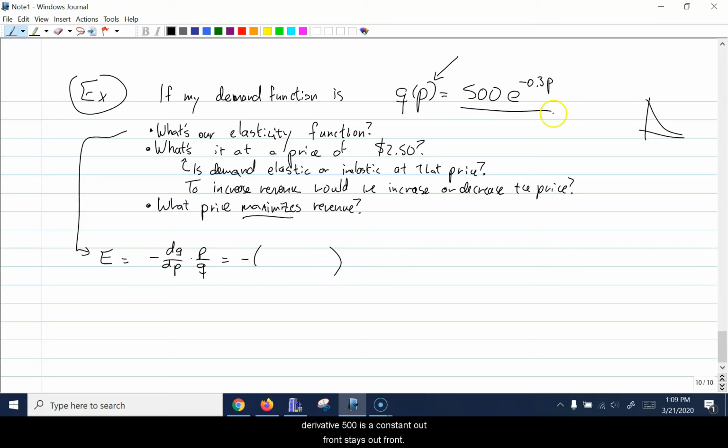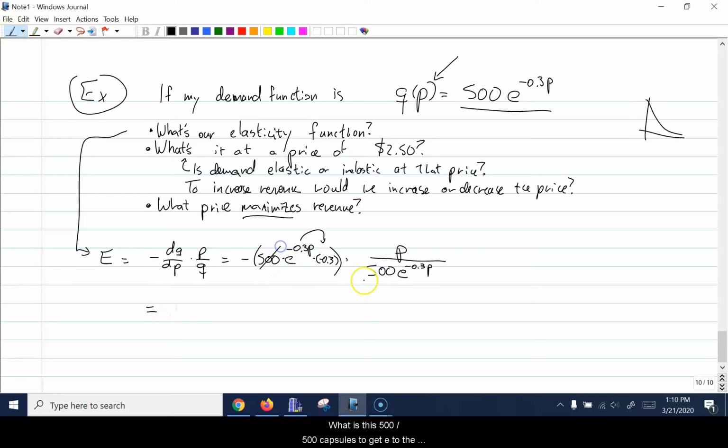I need to look at this function and take the derivative. 500 is a constant out front, stays out front. The derivative of e to the something is e to the, leave the inside alone. Multiply by the derivative of the inside. What's the derivative of negative 0.3p? It's negative 0.3. Times, what's p? Q is a function, p is a variable right now. So p on top is just a variable. Q on bottom is the formula we have for q, 500 e to the negative 0.3p. A thing that's a pain to keep track of is I plug in for q, I don't plug in for p, because p is being a variable right now, not a function.